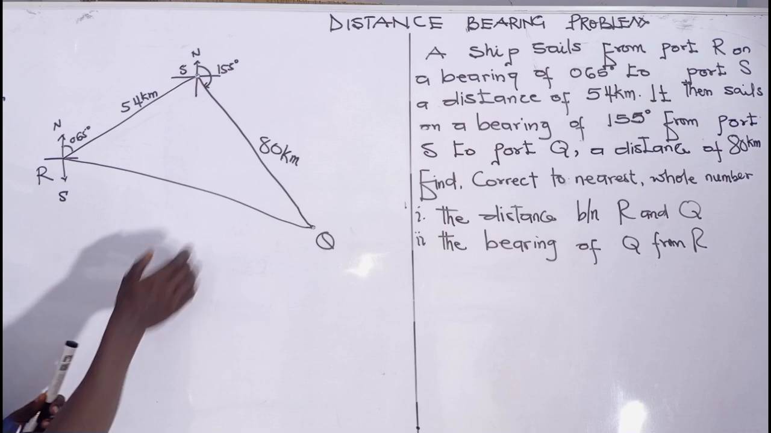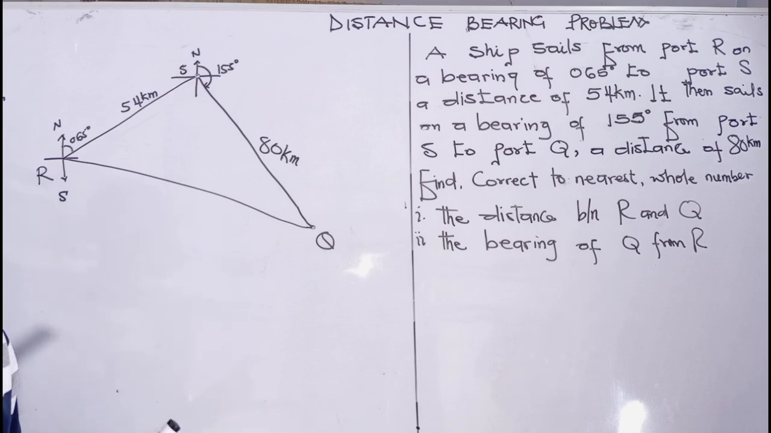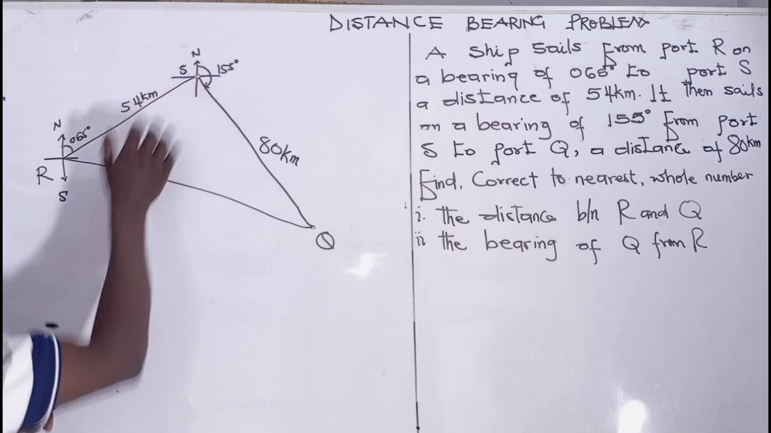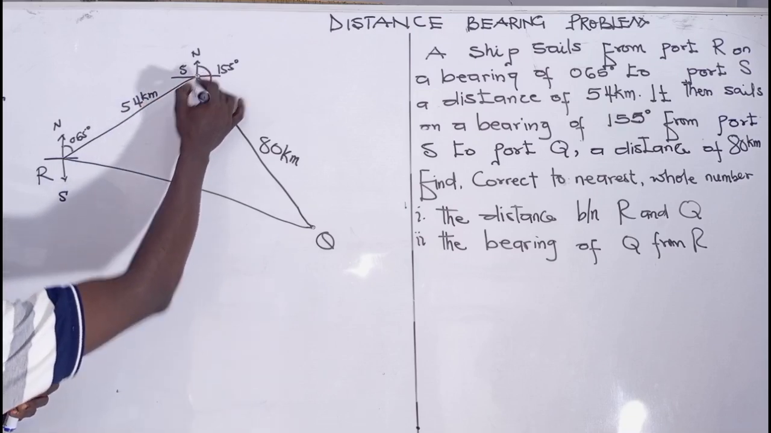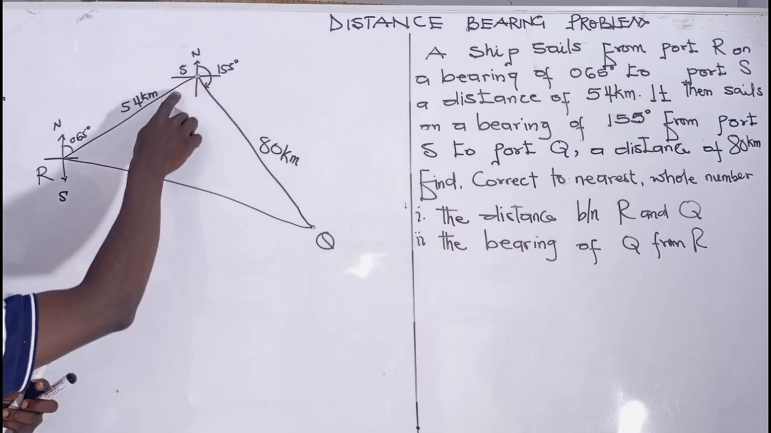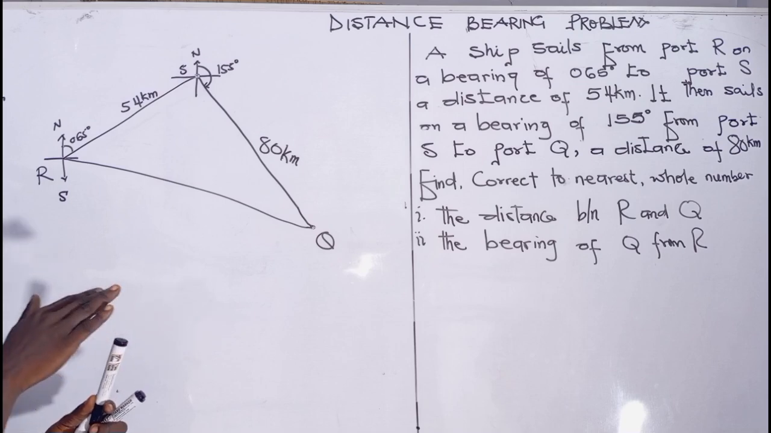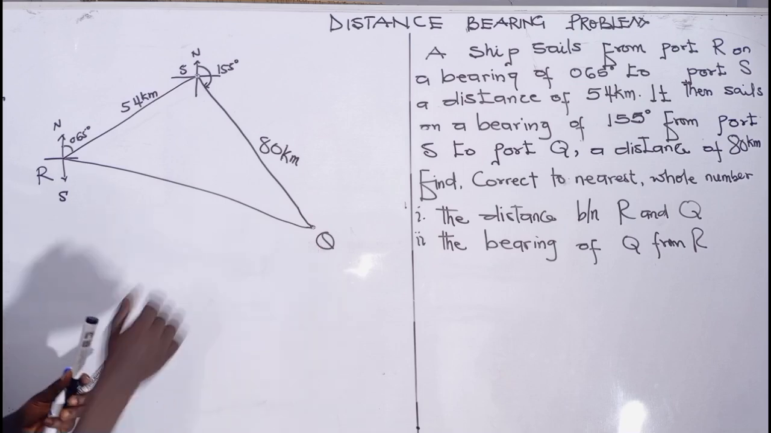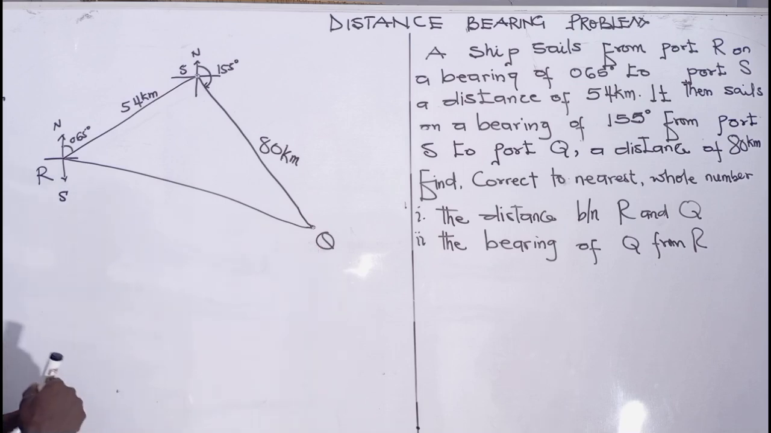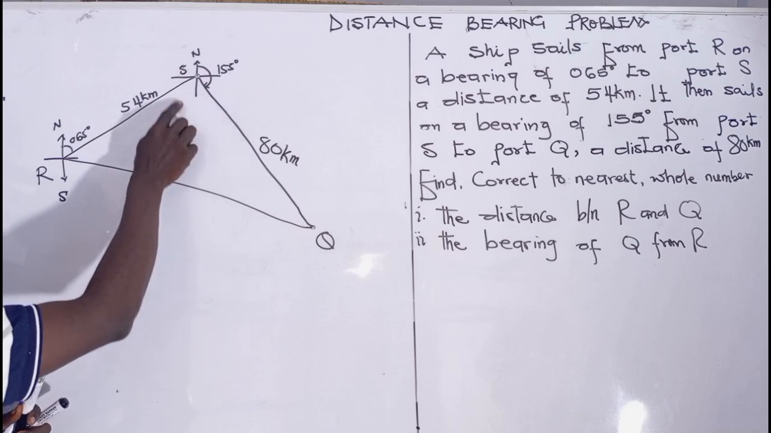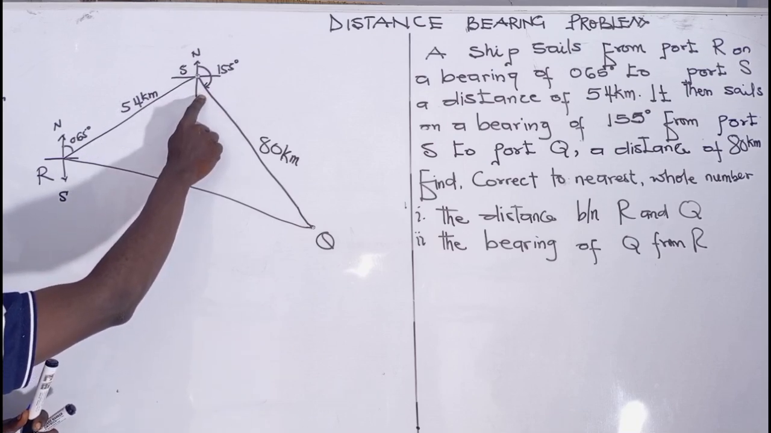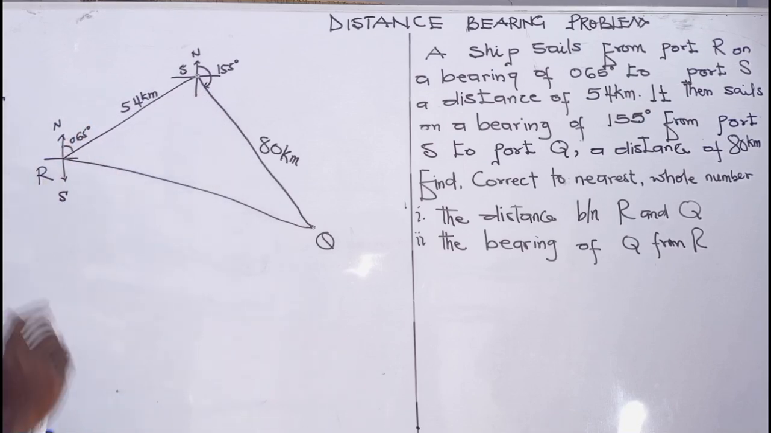Once you are done with the diagram, we move to what I call the transit point. In this diagram, our transit point is at S, because when the ship reached port S, it rested for some time before it took another journey to Q. So to find this angle, the transit angle, we are first going to find this angle, and then we sum them together.